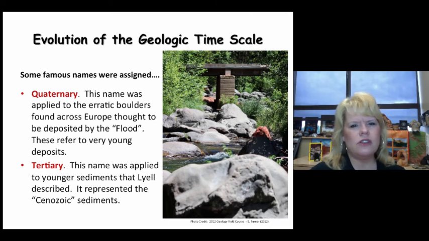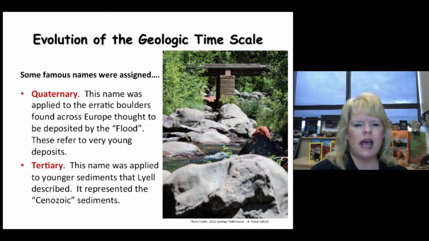So the Quaternary and the Tertiary, and there's quite a bit of controversy over Tertiary. Quaternary is the name that was applied to erratic boulders from glaciers that were found throughout Europe, and subsequently, we certainly know in North America. They were initially thought to be deposited by the Great Flood. Now we know that they were very young deposits that were made in the last ice age. There was a gentleman that we will learn about in the very last lecture series that proved the theory of glacial erratics.